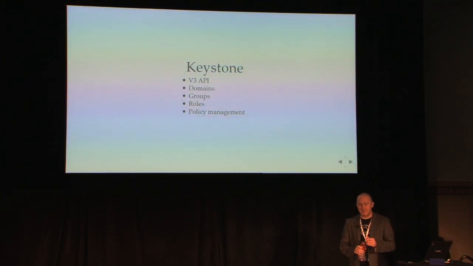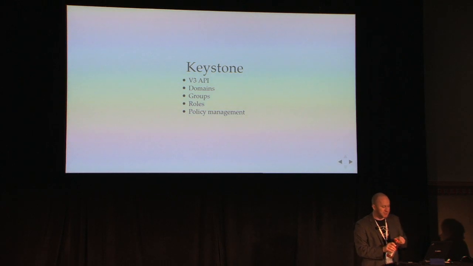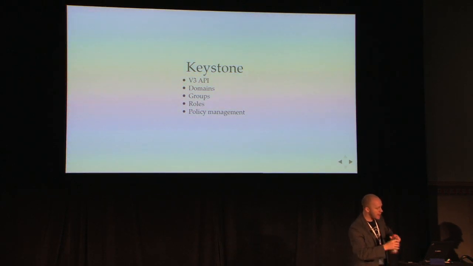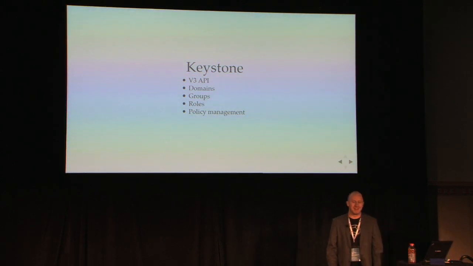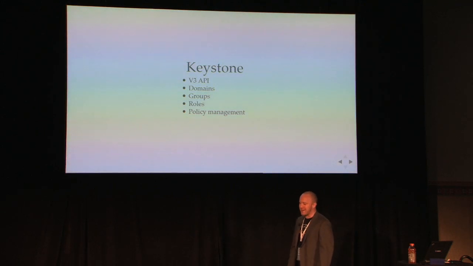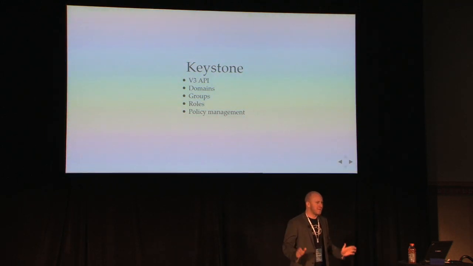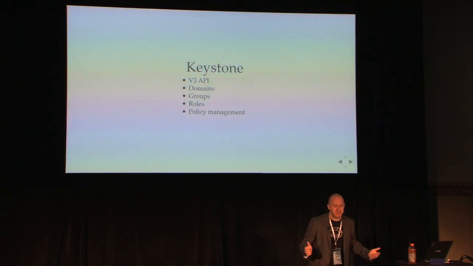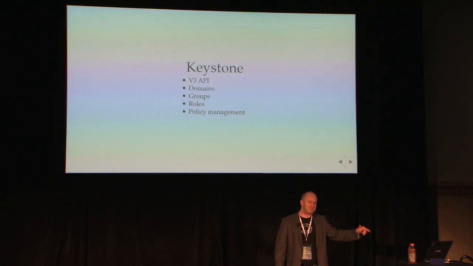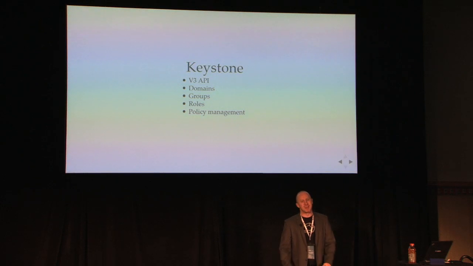So moving on to Keystone, as I've been talking a lot about, V3 API. This is going to happen. I have been getting asked every time I talk to anyone about OpenStack, when do we get the V3 API in Horizon? It's happening very soon. As soon as we solve that previous slide, this happens. That gets us domains. Everybody's interested in domains.